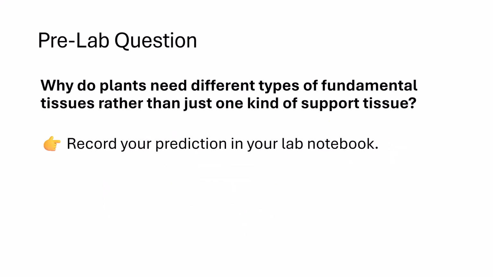Before you begin observing the microscope slides, take a moment to think about this question. Why would a plant need parenchyma, collenchyma, and sclerenchyma instead of relying on a single type of support cell? Think about flexibility, strength, growth, and the different environments plant organs experience. Pause the video and record your prediction in your lab notebook.